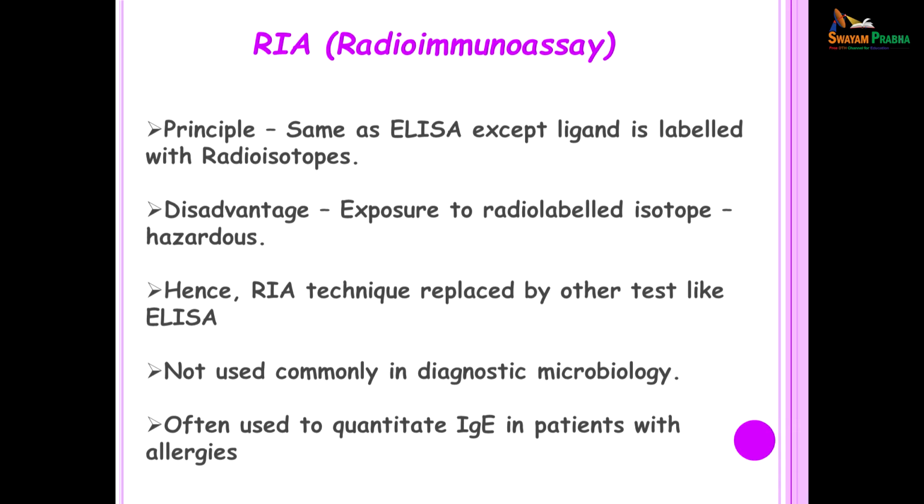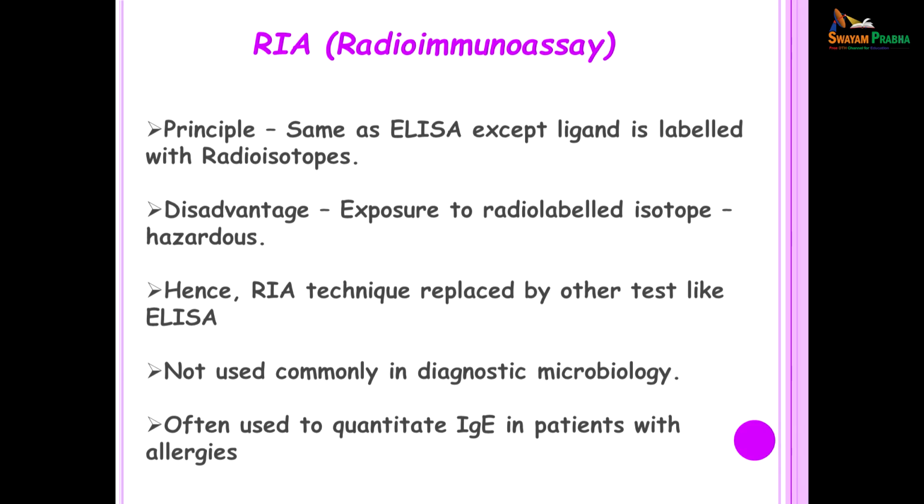It is replaced by tests like the ELISA, where you do not need complicated equipment and you do not have problems with disposing of the chemicals which have been used. It is not commonly used in the diagnostic microbiology lab, but is often used for quantitation of IgE in patients who suffer from allergies. Because IgE cannot be quantitated by a test like radial immunodiffusion, we can do it by the radioimmunoassay.